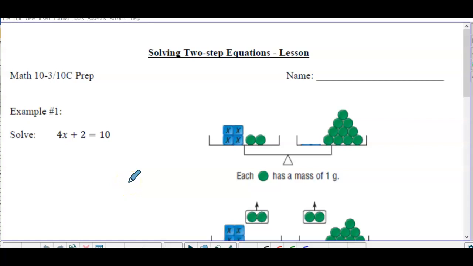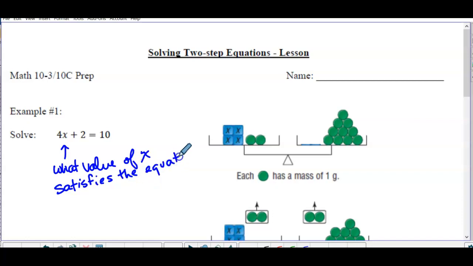Okay, we're solving equations. Two-step equations means that you have to do two things in order to isolate x. So remember, to solve an equation, here's an equation, it means you're trying to find the value of x that makes this equation true. Okay, so what value of x satisfies the equation? That's really what you're doing.